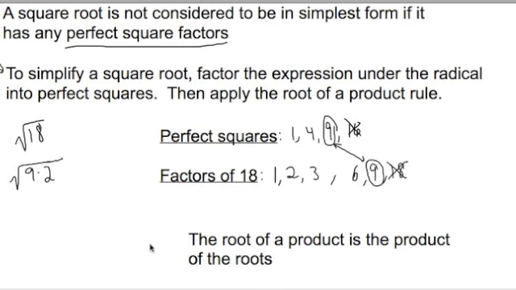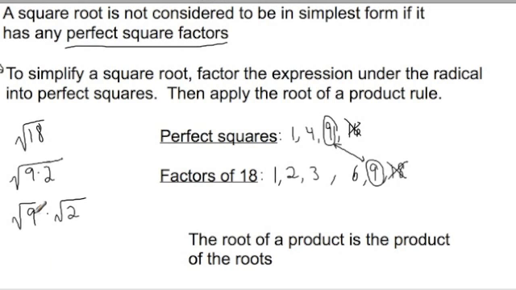Should say roots. The root of a product is the product of the roots. This is a root, and inside the root is a product, so this gives me the root of a product. The root of a product is the product of the roots, which means that I can write this as a product of two different roots, meaning two roots being multiplied by each other. I need to take the same factors that were inside the root, so this will be the square root of 9 times the square root of 2.